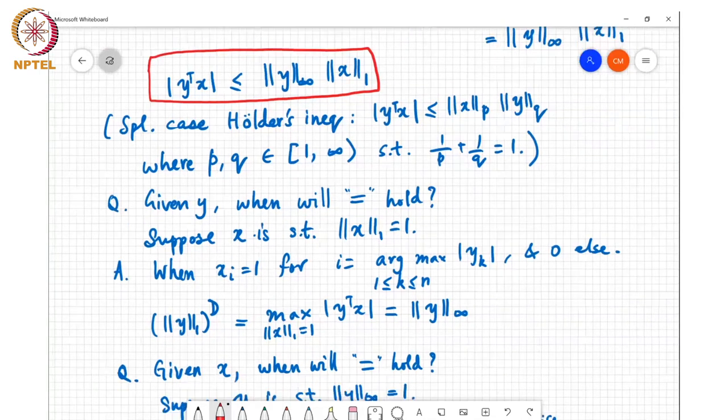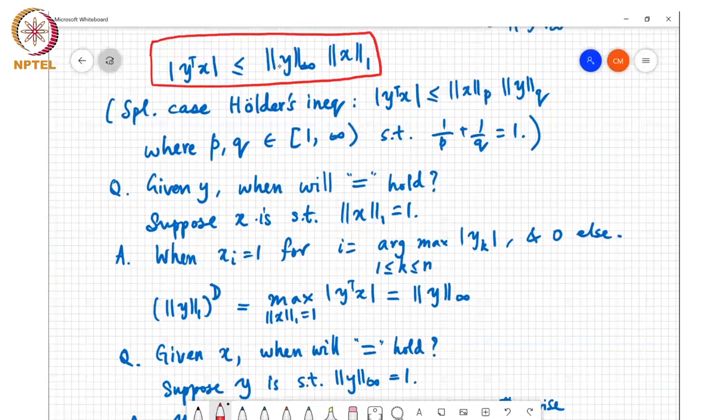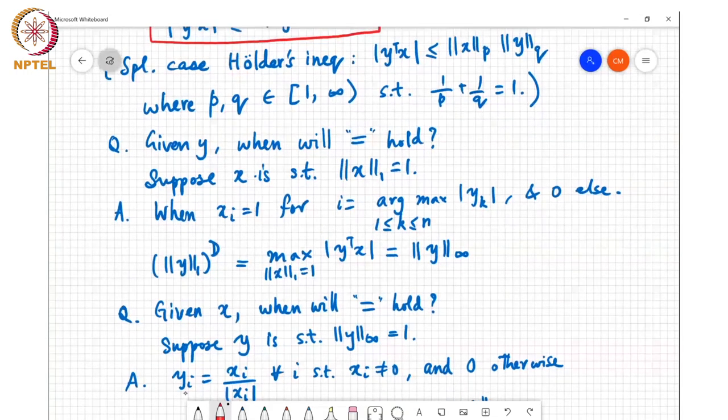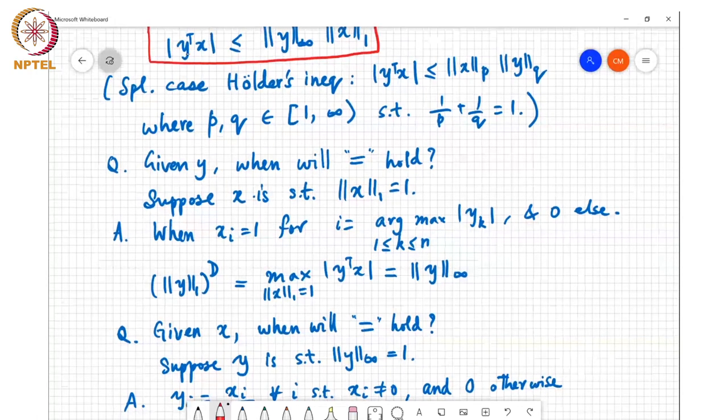And similarly, if I restrict the norm of y to be y infinity equal to 1, then I ask whether this mod of y transpose x can ever be equal to the L1 norm of x. This is the upper bound for norm y infinity equal to 1. And I find that the answer is yes. If I just choose yi equal to xi over mod xi, then if you look at what happens to y transpose x, it becomes the summation of yi xi, but yi itself is xi over mod xi, times xi, i equal to 1 to n.